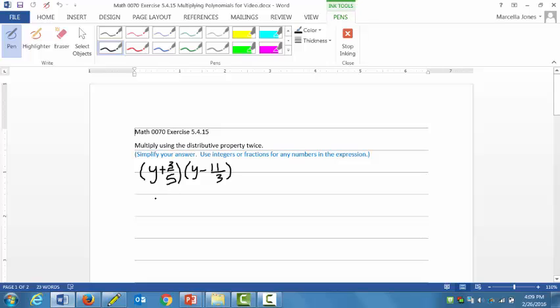All right, so we need to multiply y by this second polynomial. So that's our first use of the distributive property. And we also need to multiply positive 3/5 times both terms of the second polynomial. So this is our second use of the distributive property.